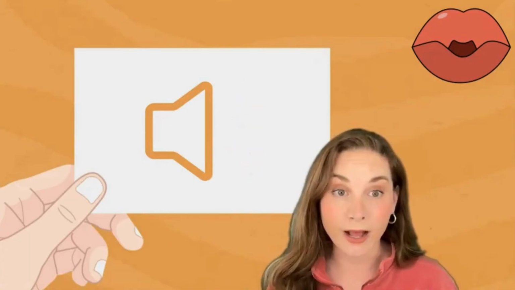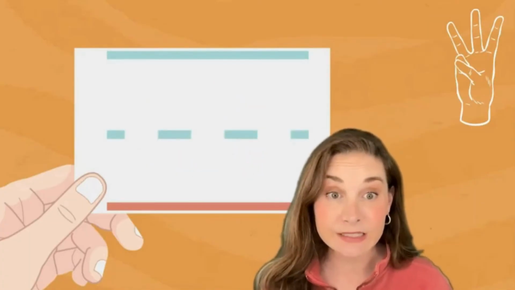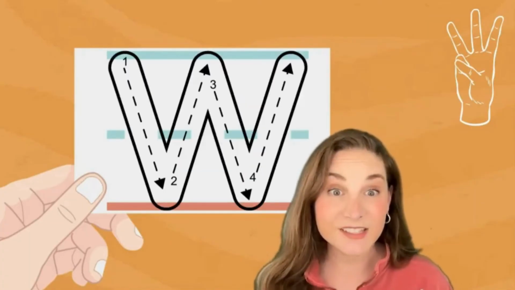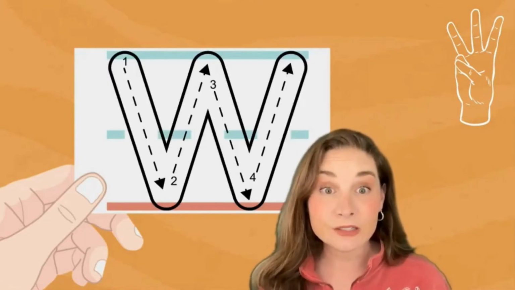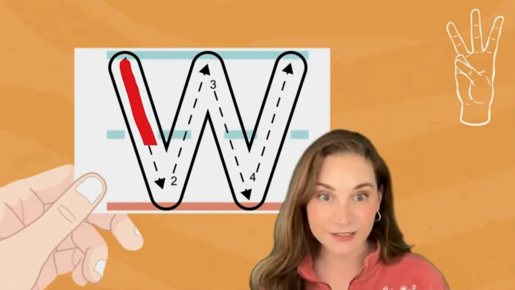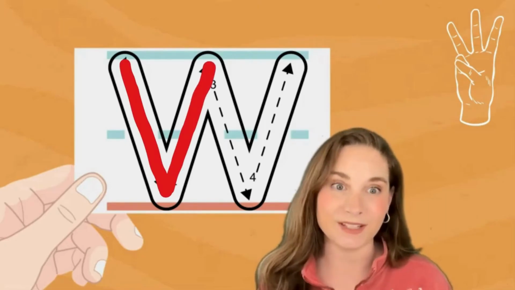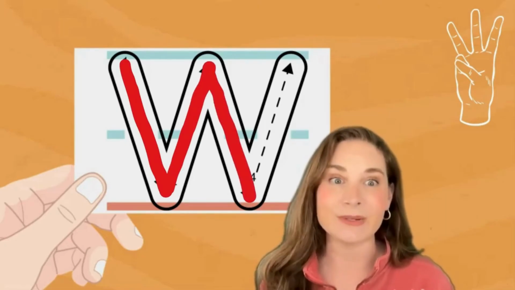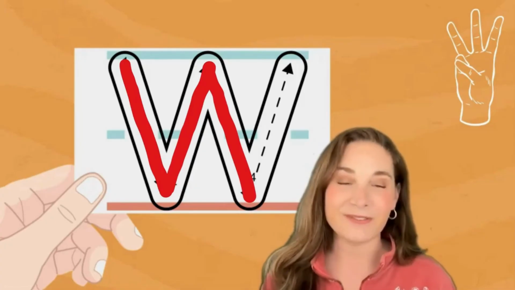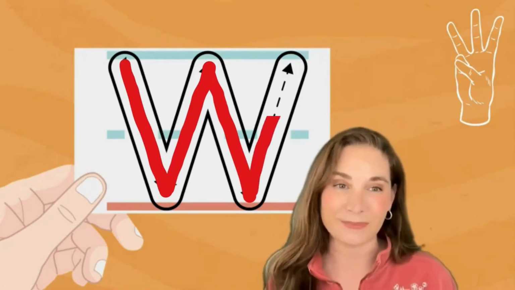Please write the letter that makes the sound W. This is how you write the letter W. You're going to start at the top line and do a slanted line down to the bottom. Then from the bottom, you're going to do a slanted line back up to the top. When you're at the top, you're going to do a slanted line back down to the bottom. And when you're at the bottom, you'll do a slanted line back up to the top.